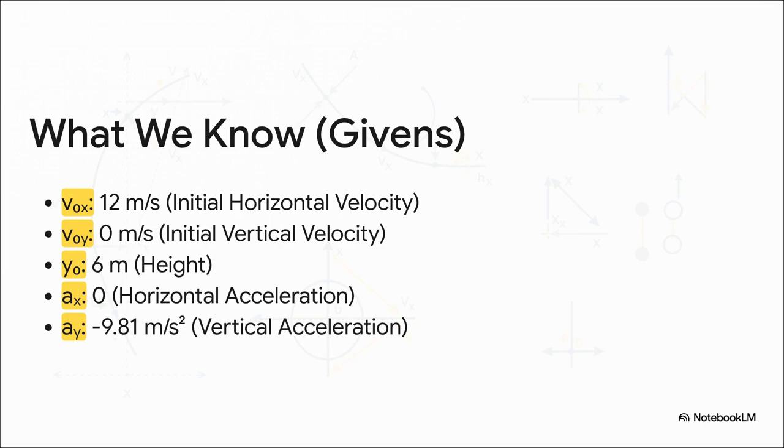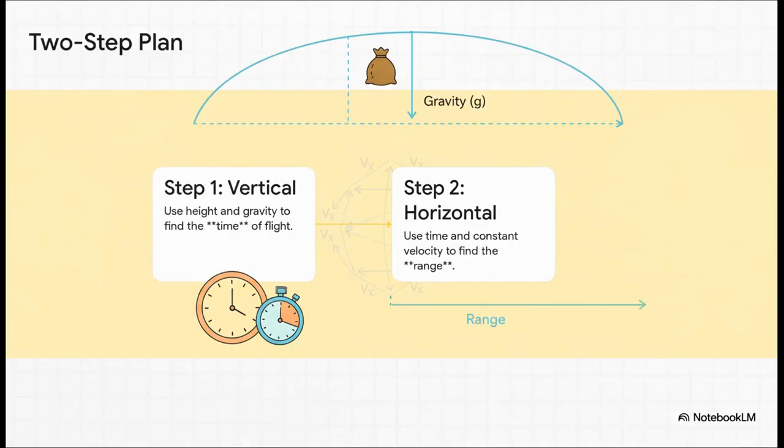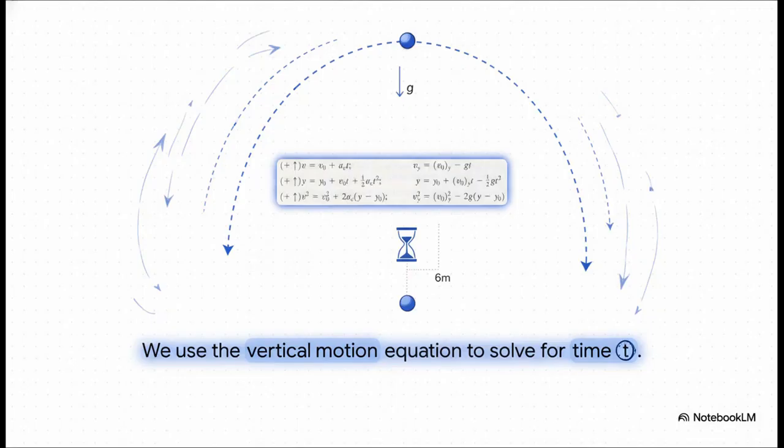That's just gravity. So here's our simple two-step game plan. First, we're going to use all that vertical info to figure out how long the sack is actually falling through the air. Once we have that time, we'll switch over and use the horizontal info to figure out how far it traveled in that amount of time. See? Two separate problems.